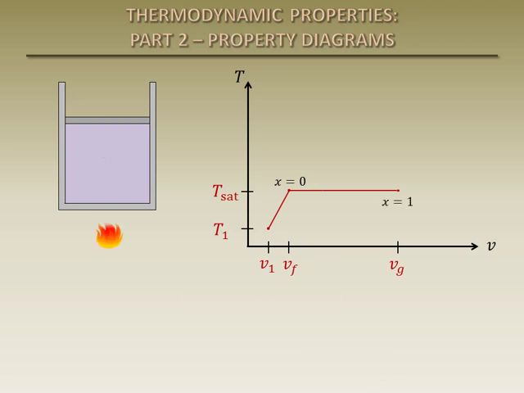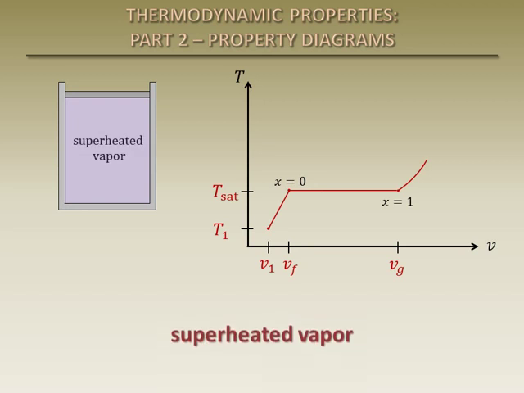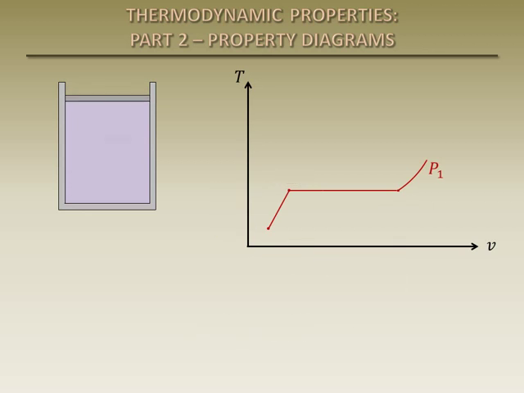As more energy is added, the vapor continues to expand and the temperature begins to increase again. This state is called a superheated vapor. Remember that the pressure has remained constant throughout this phase change process. Let's repeat this entire process.